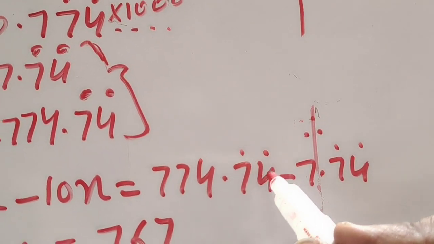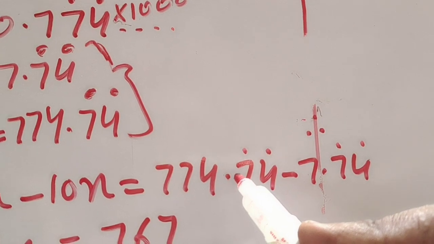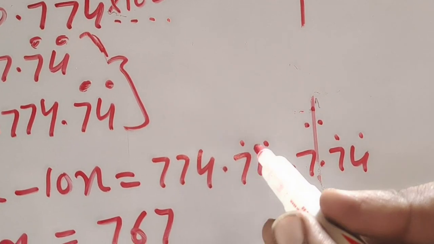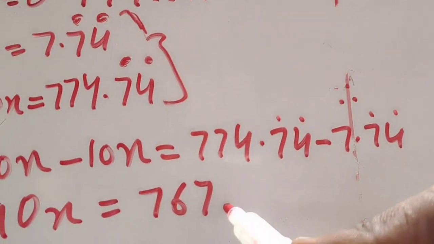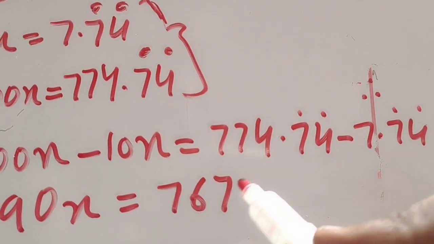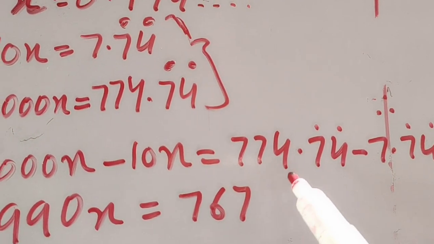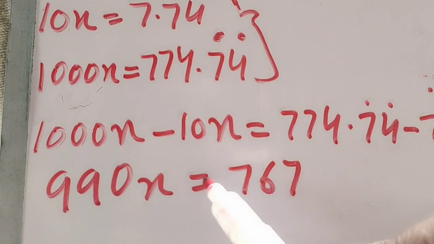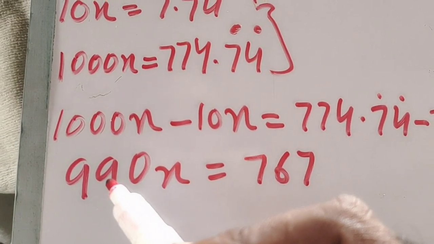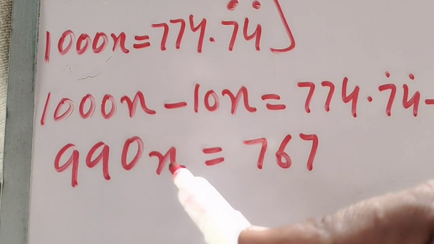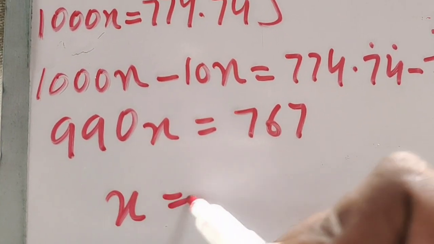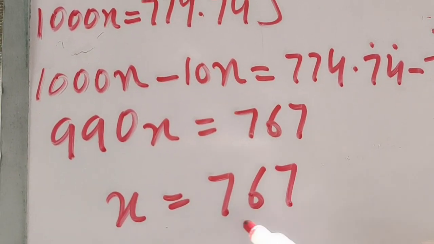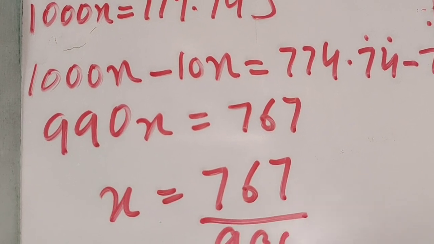767.7 dot 4 dot. After the point it is 7.4 dot. So 7.4 dot minus 7.4 dot, it is 0. So you can put 0.0 or it's fine. 767. So 990x is equal to 767. So 990 is multiplying with x, it will move to the other side and get divided. x is equal to 767 over 990.